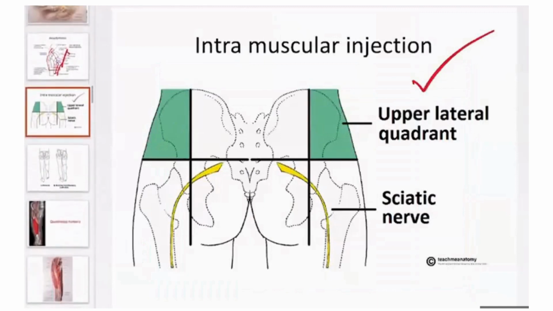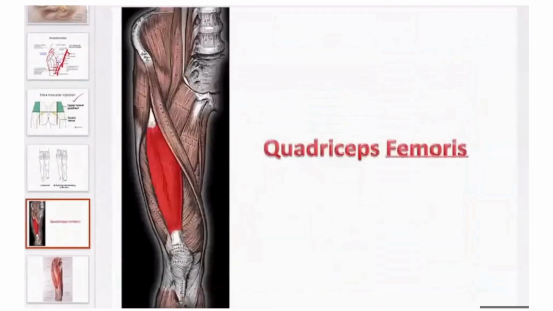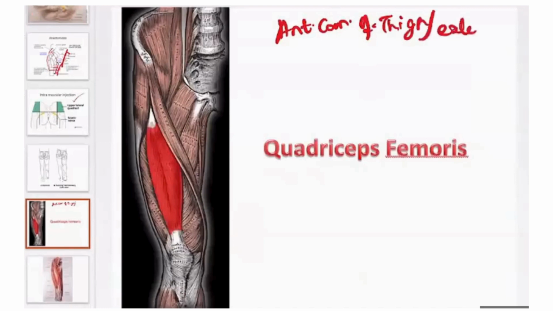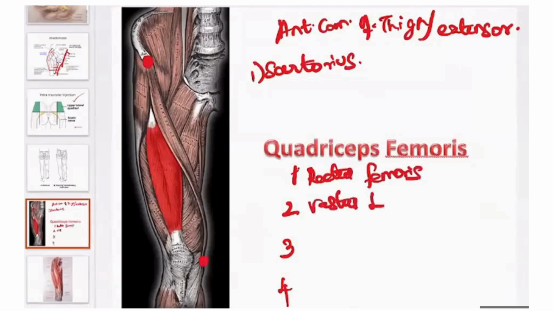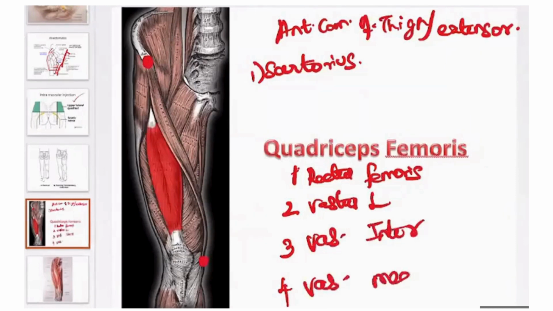This is the site of intramuscular injection. Next is the anterior compartment of the thigh, otherwise called the extensor compartment. The first muscle is sartorius, which arises from the anterior superior iliac spine and is inserted on the tibia. Quadriceps represents how many? Four: rectus femoris, vastus lateralis, vastus intermedius, vastus medialis.